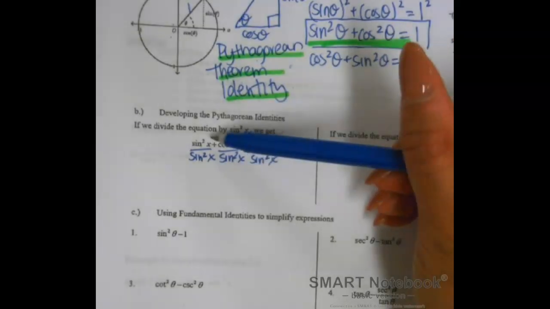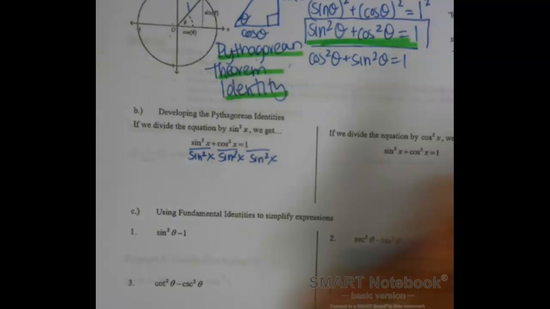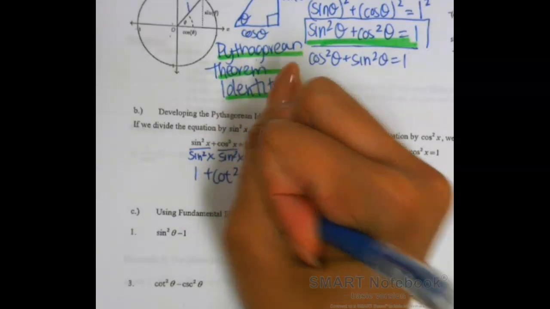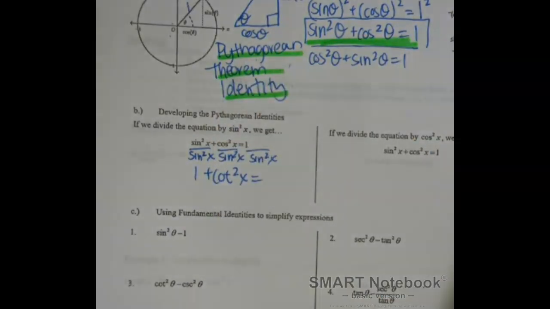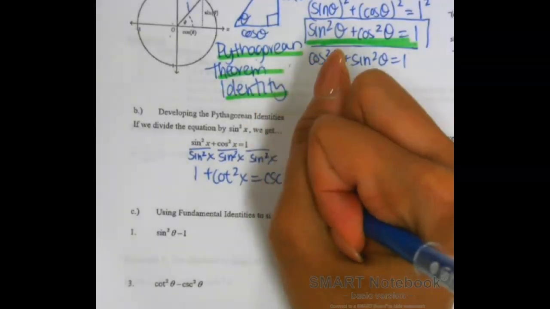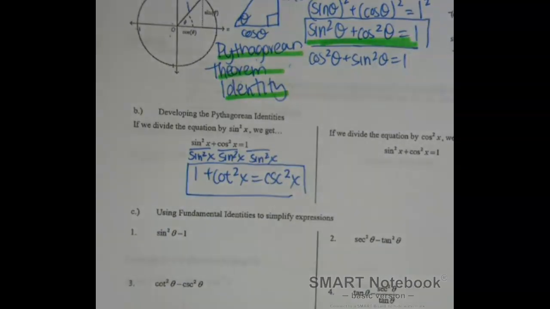What's sine squared x divided by sine squared x? Not a trick question. 1 plus, what's cosine over sine? Look at the top. Is it tangent or cotangent? Cotangent. This is cotangent squared x is equal to, what's 1 over sine? Cosecant. So this is CSC squared x. This is another Pythagorean identity.